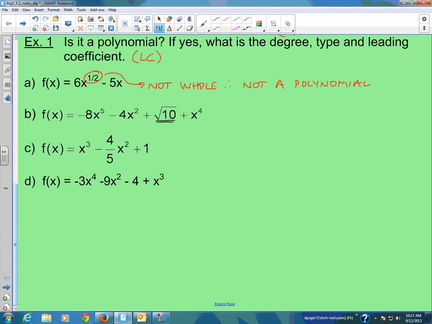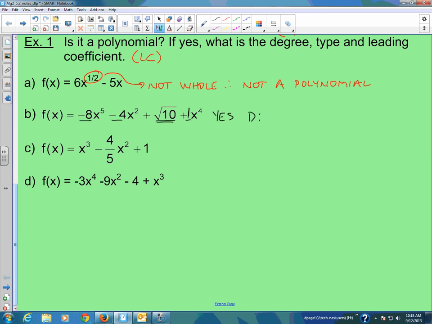That's okay. So my next task is to go look at my coefficients. And I look at my coefficients, those numbers hanging out in front of my variables. Oh, there's nothing there in front of x fourth because that means a 1 is there. So my coefficients are all real. So this is a polynomial. So yes, we have a polynomial.